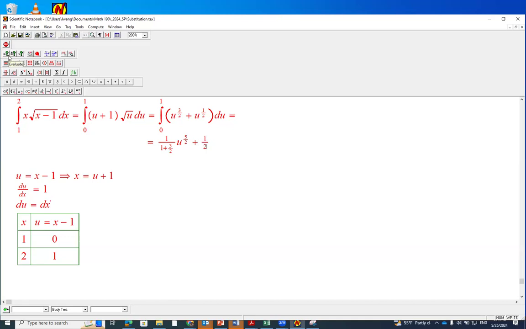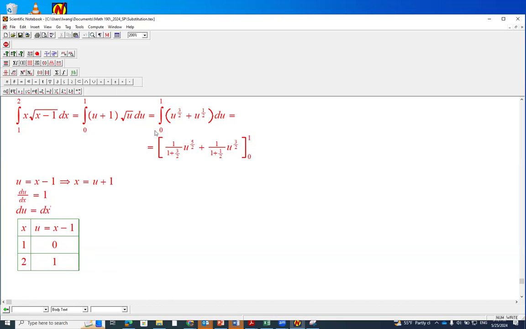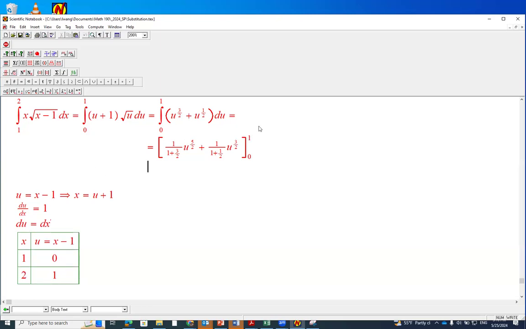We apply the power rule. So that's going to be 1 plus half, which is 3/2. So u to the power of 3/2. And that's the antiderivative. But this is a definite integral, so we're going to have to evaluate from 0 to 1. We're applying the second part of the fundamental theorem of calculus.